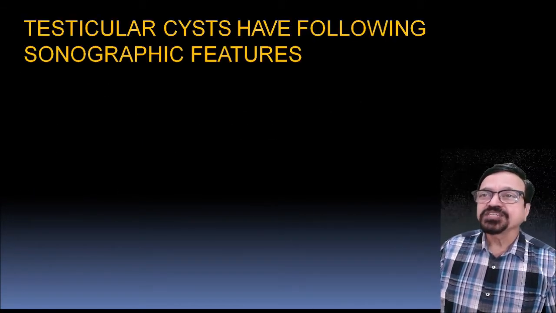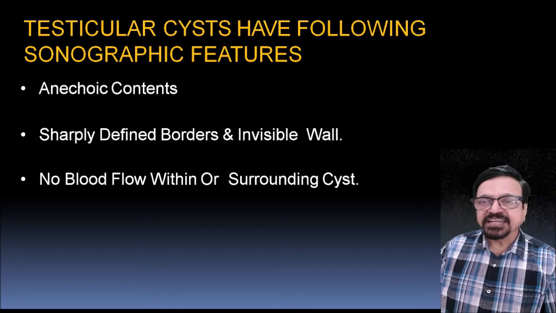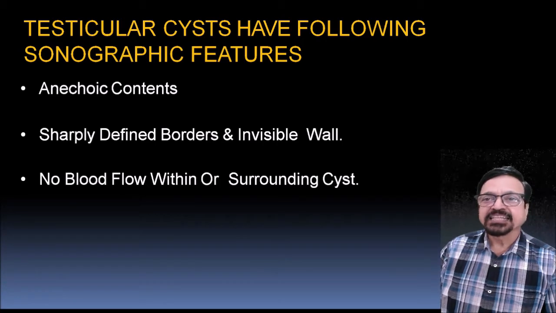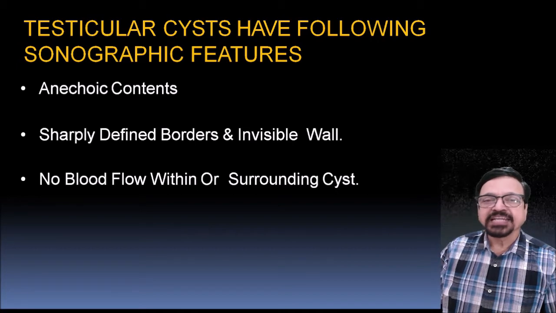Now testicular cysts have the following sonographic appearances. They are anechoic, with no signals from the content, sharply defined borders and visible walls, and no blood flow within or surrounding the cyst. That indicates a perfect cyst.